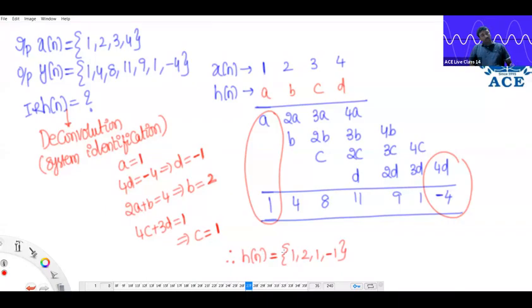Assume the unknown samples as A, B, C, D. Make the product and compare the columns. Still the answer is the same. For performing deconvolution also, the easy technique is the sum by column method, sir.